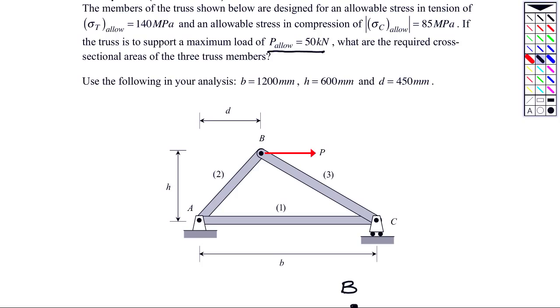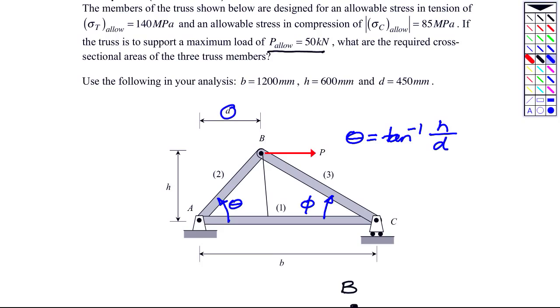But before we jump into that, what I want to do first is do a little bit of trig. I want to find the two angles that define this truss. So I'm going to be looking at finding the angle theta and the angle phi. The angle theta is inverse tan of the opposite of this right triangle, which is H, divided by the adjacent, which is this length D. The angle phi is inverse tan of the opposite, which is H, over the adjacent, which in this case is B minus D. So we now know how to calculate theta and phi.